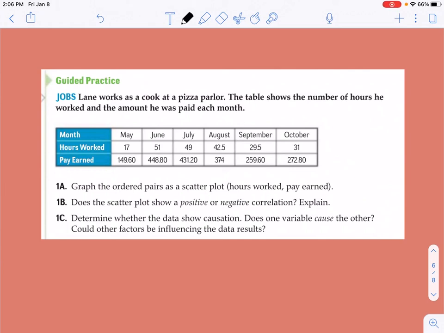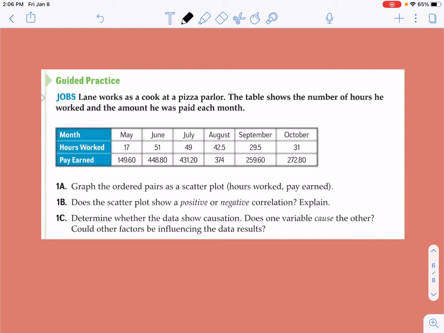All right, now we're going to take an example where we look at causation and correlation and try to apply it to the whole thing. We're going to create a scatter plot, and we're going to look at it and try and analyze it a little bit. Okay, so the very first thing we have to do when we have a problem like this, I guess I'll read the problem first.